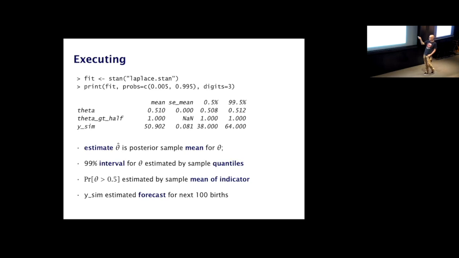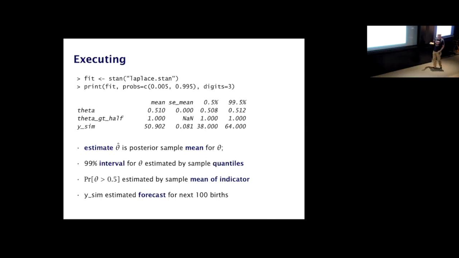So the estimates: the posterior sample mean, the 99% intervals estimated by quantiles, and the probability that theta is greater than a half is that indicator, which rounds off to 1 because we're doing floating point and Monte Carlo sampling. And Y sim is a forecast for the next 100 births.